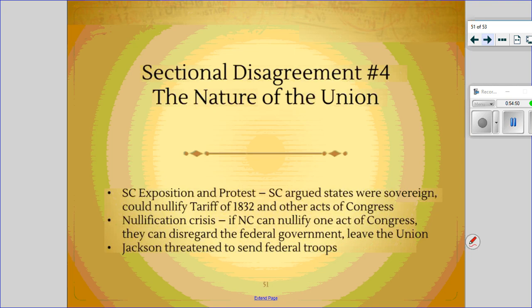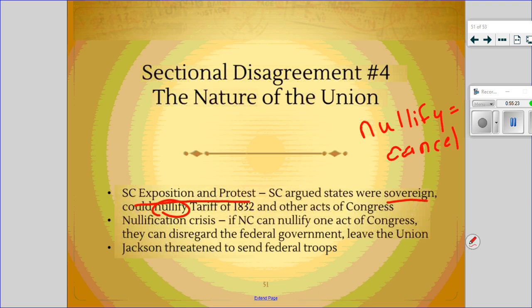All right. The nature of the Union is the final sectional disagreement. South Carolina argued at the South Carolina Exposition and Protest that states were sovereign. Sovereign means that they're basically independent, that a state in the United States can do what it wants. It doesn't have to listen to the national government. And they even argued that they could nullify, which means cancel or void. All right, they said we can nullify acts of Congress, including the tariff of 1832.